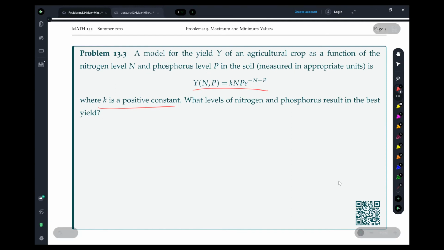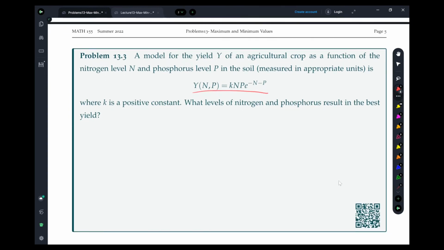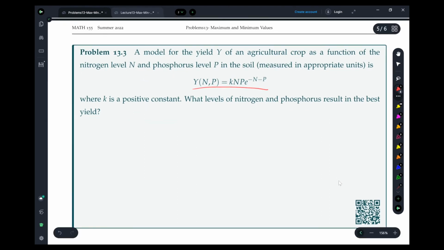The question is then, what levels of nitrogen and phosphorus result in the best yield? So you're a farmer and you want to produce the most crop you can. How do we work this out? This is exactly the same type of problem that we've just done. We want to find the critical points of this function, and then from that point, work out whether those critical points are maxima or minima. So have a go, first of all, at finding the critical points. Again, I'll wander around and see how everyone's getting on. If you find the critical points, you can carry on and classify them if you want to, don't wait for me.